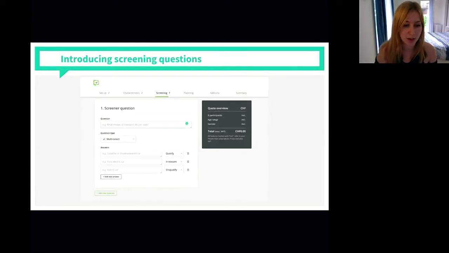And for this, we have 3 options for multi-select. We have qualify, which means that the user must select that option to arrive at your test. We have irrelevant, which means that the person may select that option, but it's not going to affect anything. It doesn't matter if they select it or not. What it's going to affect is qualify or disqualify. And then we have disqualify, which means that if that test user selects that option, they are completely out for your test.